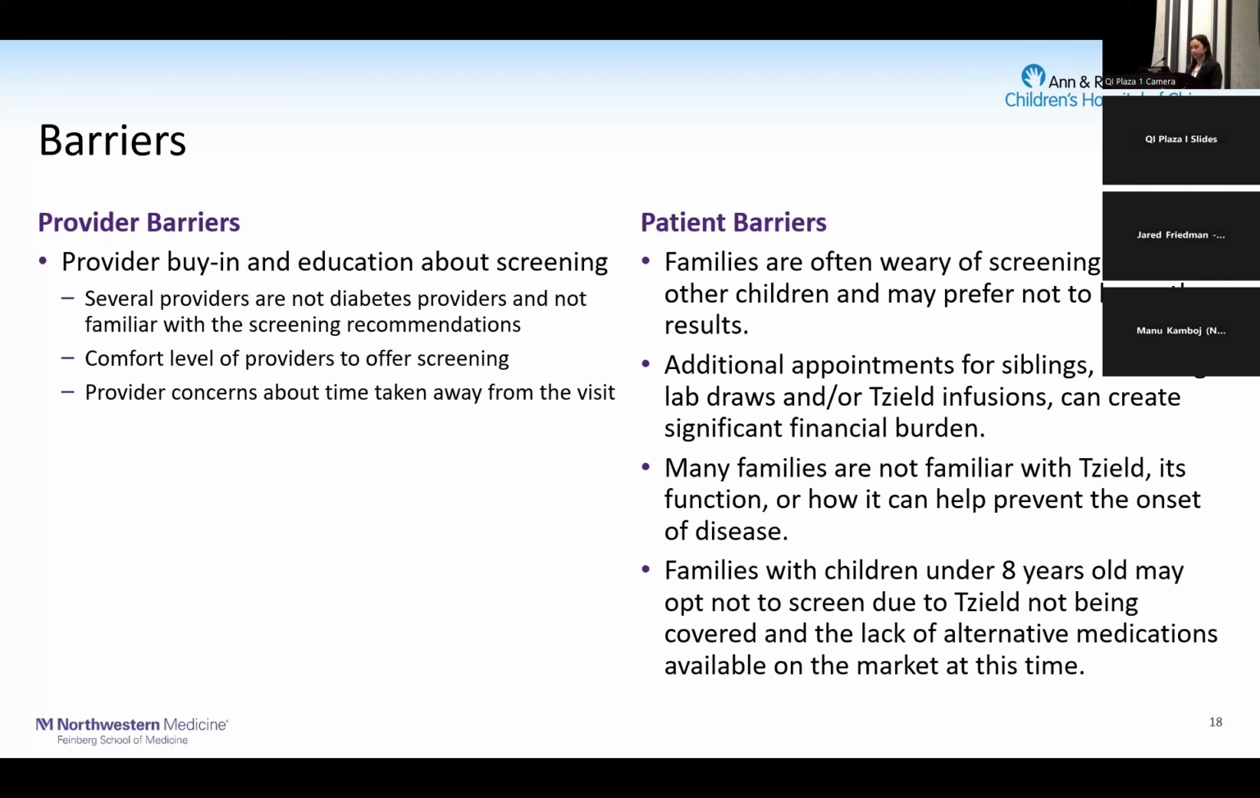So that was another issue. But again, I think once we gave the education, a lot of our providers in our division were much more open to talking about screening.